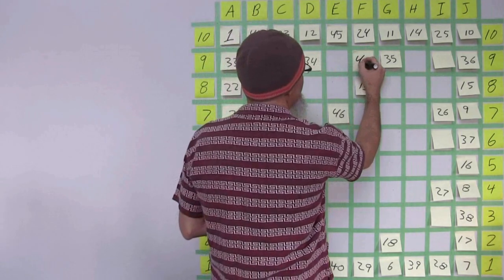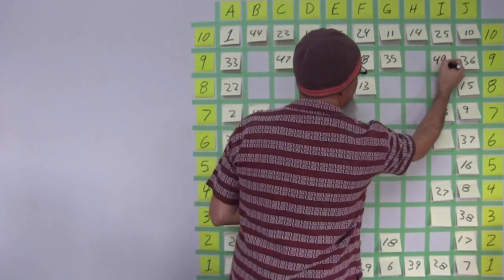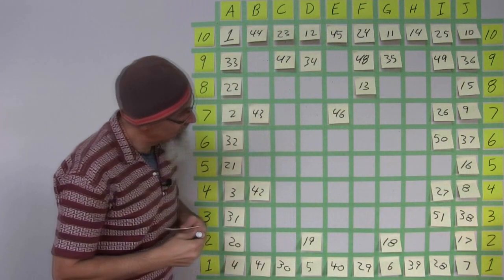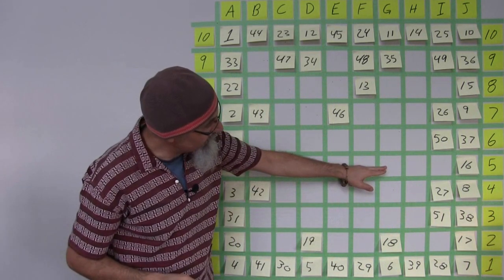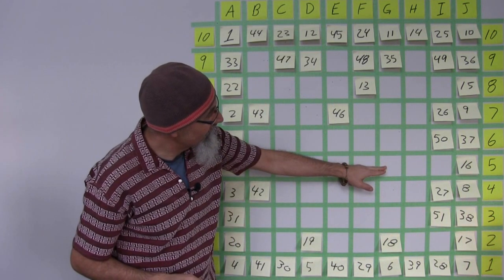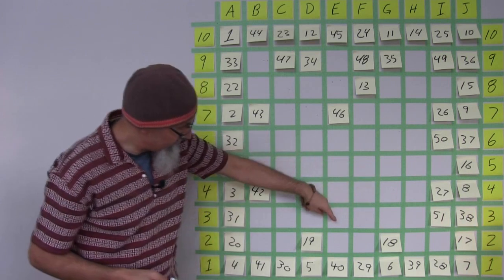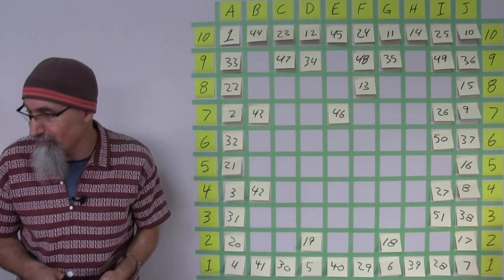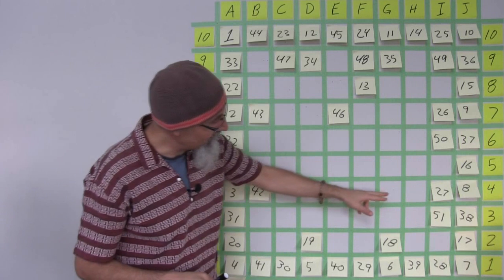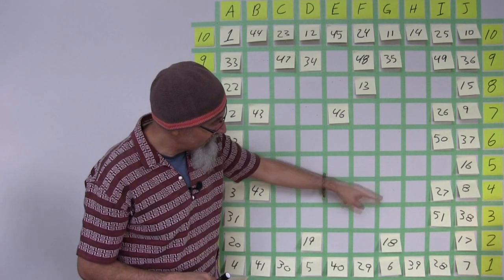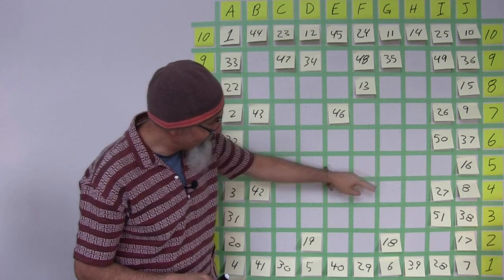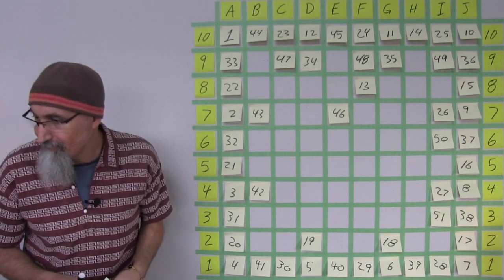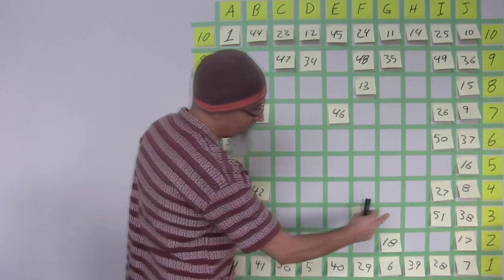So 47, 48, 49, 50, 51. So where to now? We could go 52 here. 53, 54, 55, 56, 57, 58. Maybe that's the way to go. I think that'll be nice, maybe. Where were we? 52, 53, 54. Let's do that. Let's kick out and come back down again. I think that's the way we're gonna do.